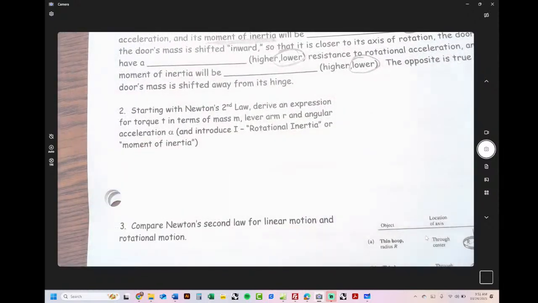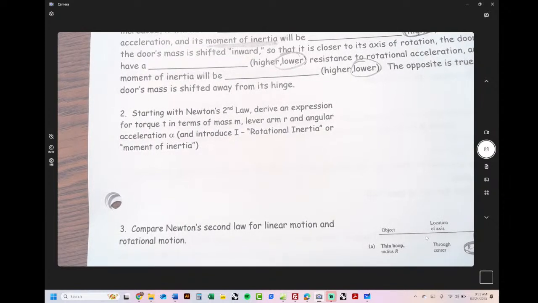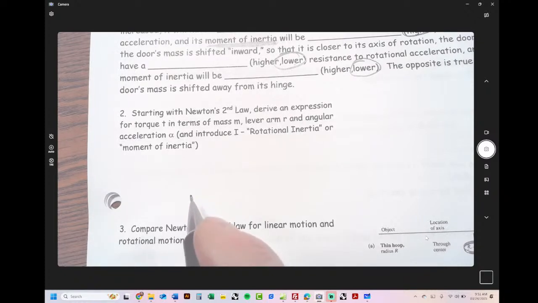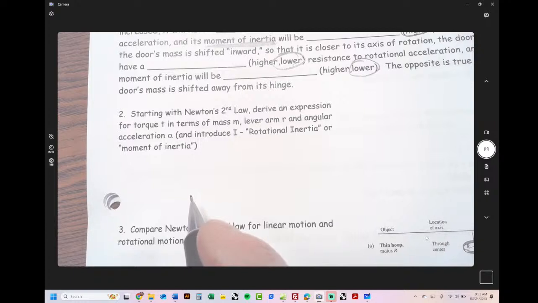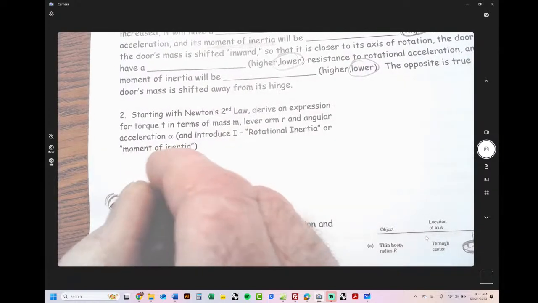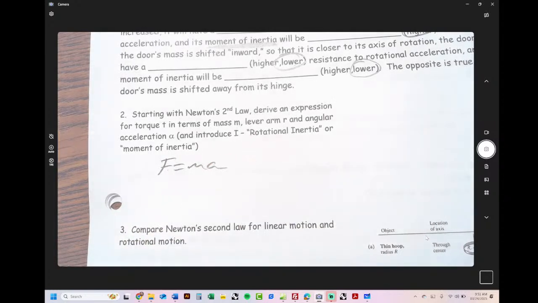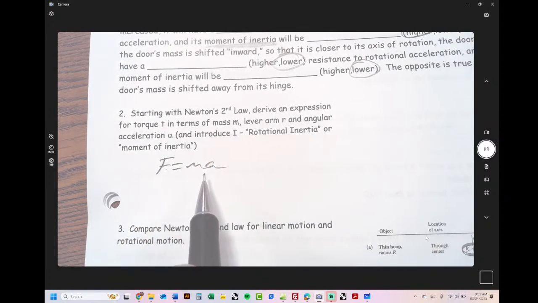Okay, so what's Newton's second law? Anybody? Trivia question? Newton's second law? There are 3 laws. You know the third one, right? So, what's the second? Nope, that's the first one. Force equals mass times acceleration. F equals ma. Okay, so I'm going to turn this into the second law for rotation.